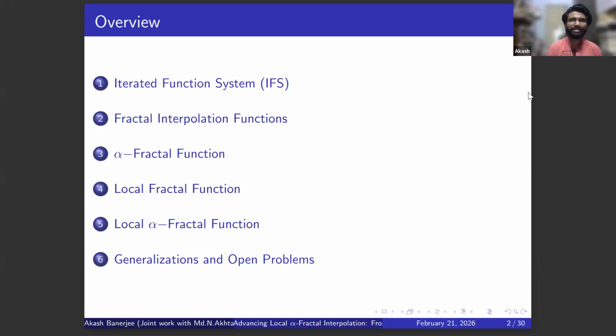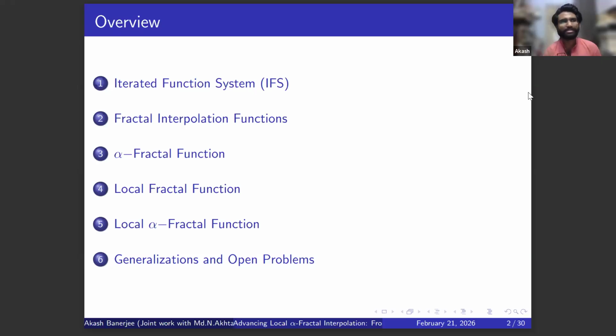So alpha fractal functions were introduced by Navaskas ma'am, and local fractal functions were introduced by Massapost. So in some way we combine these two ideas to form this new concept of local alpha fractal functions. So basically local alpha fractal functions are in some way local generalizations of alpha fractal functions.